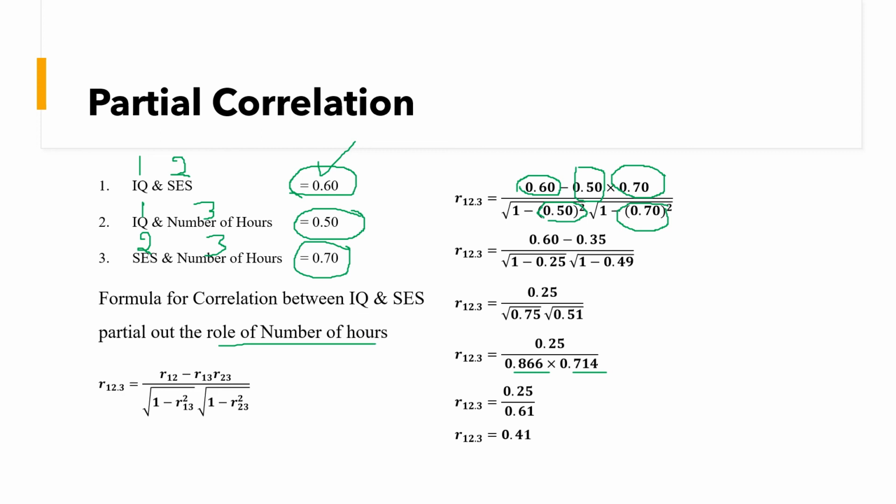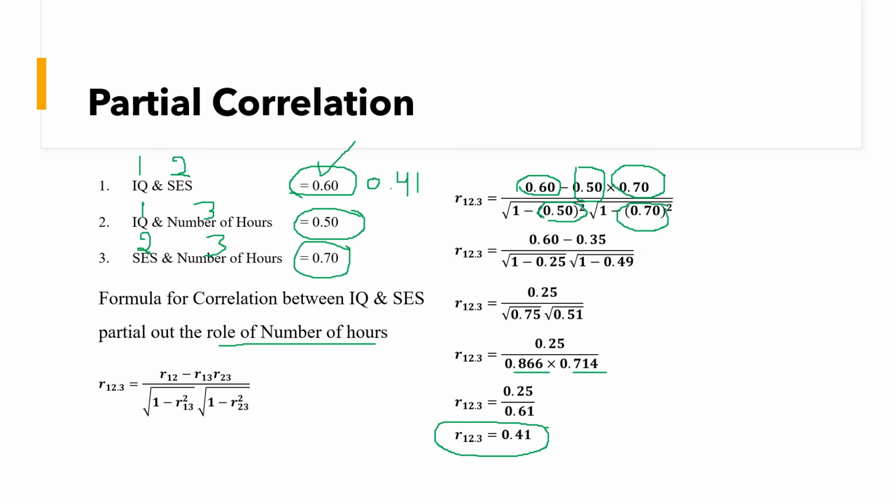So the correlation between 1 and 2, partial out 3, is 0.41. It means that if the correlation between IQ and socioeconomic status is 0.60, but you partial out the role of number of hours spent in a day, it is 0.40. So now we can interpret on the basis of this process. This is called the partial correlation value. Now we can interpret the real relationship between IQ and socioeconomic status if you partial out the role of number of hours: it is only 0.40, not 0.60.